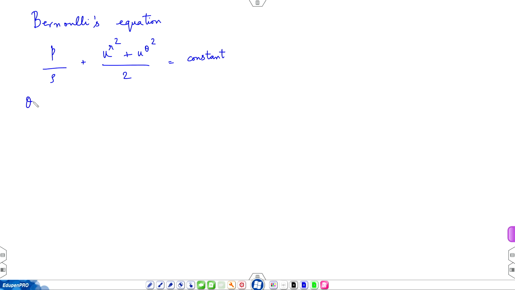which is u r is 0 and u theta was minus 2 u sin theta, which makes it 4 u square sin square theta divided by 2. This will be equal to, the constant is evaluated under upstream conditions, the undisturbed or far field condition. Can you think of it as far field or upstream?